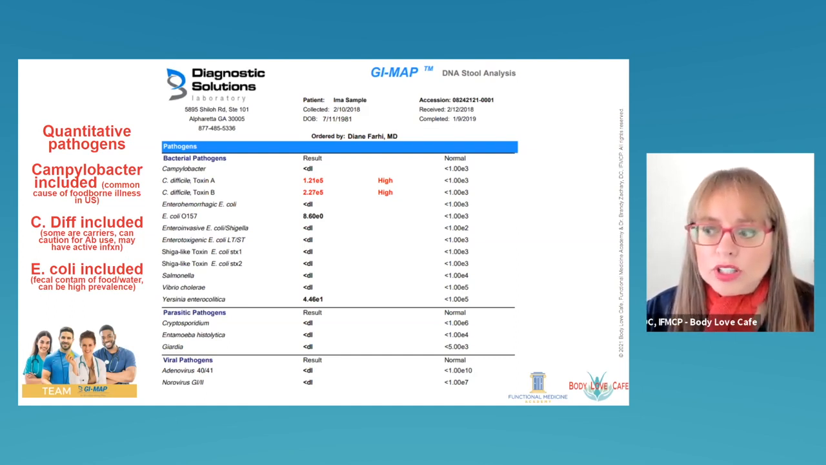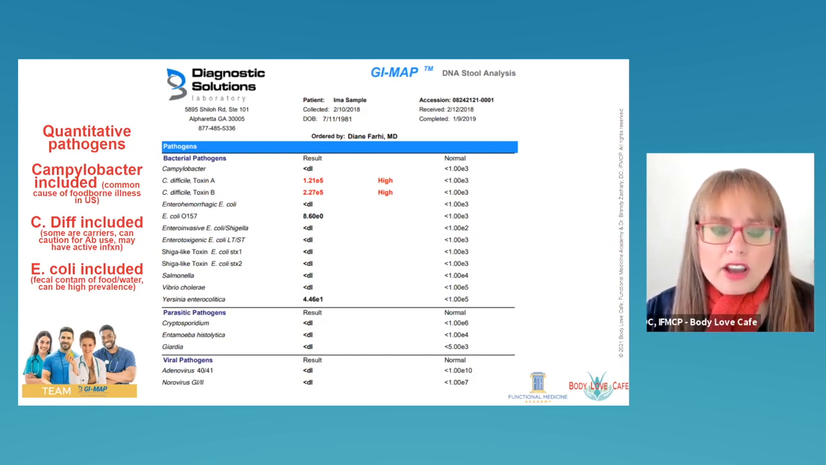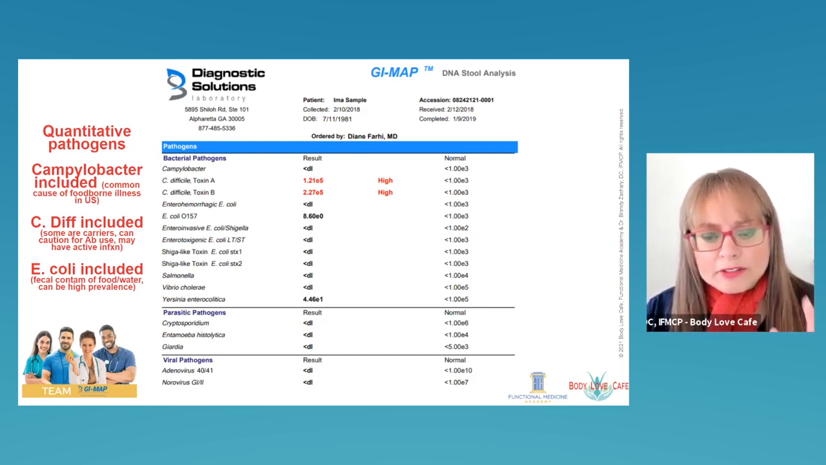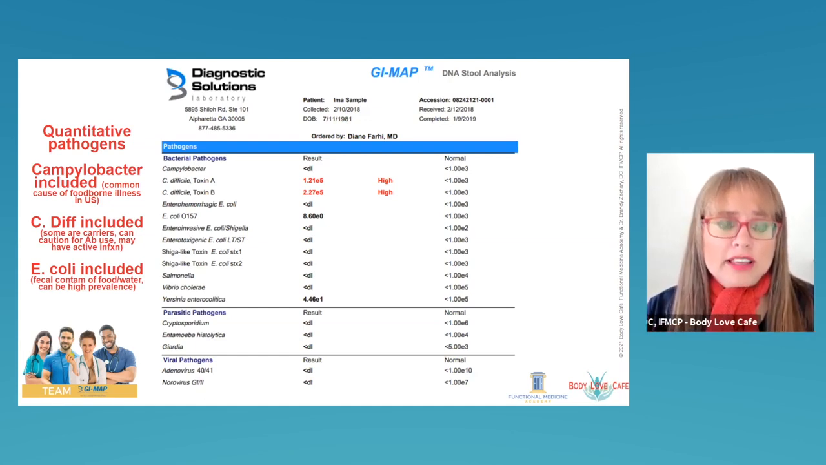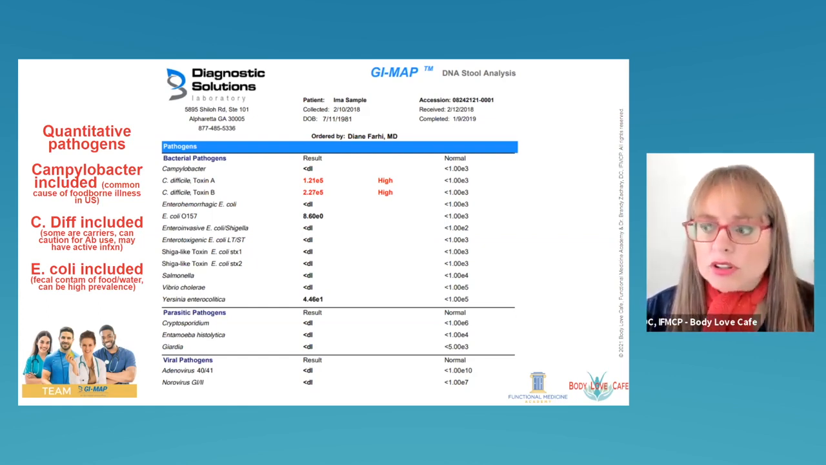C. diff is included. That doesn't necessarily mean they have an active infection. If they have the signs and symptoms, they could, but they could also be a carrier of the toxins. That information can be valuable if you're a prescriber. You might be more judicious with antibiotic use, because a lot of patients, particularly the elderly, if they carry these toxins, particularly in high amounts, and then they have a round of antibiotics, they are more susceptible to getting an actual C. diff infection. If you don't prescribe and you use elemental diet for SIBO protocols, same concern.